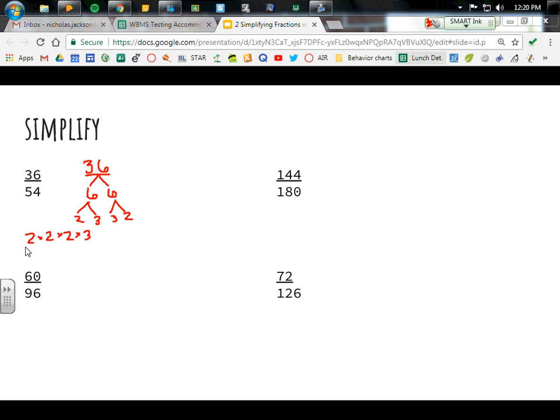All right, I'm writing that as a numerator. Now I'm going to factor 54. 54 can be factored into 6 and 9. 6 can factor down to 2 and 3. And 9 can factor down to 3 and 3.